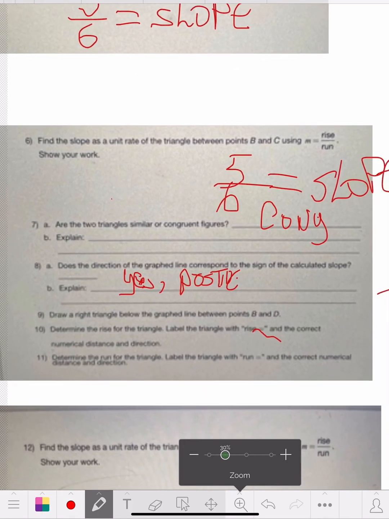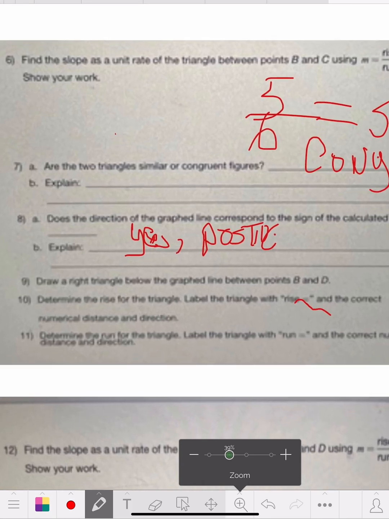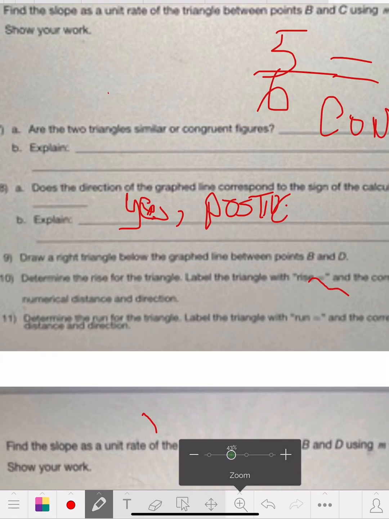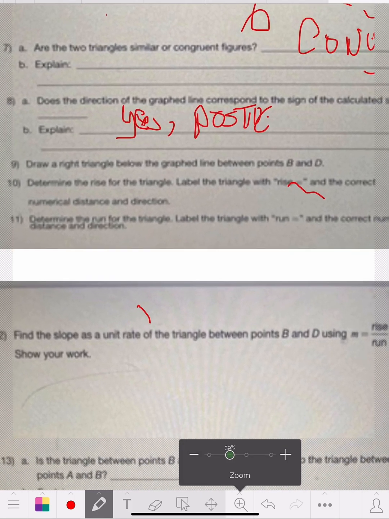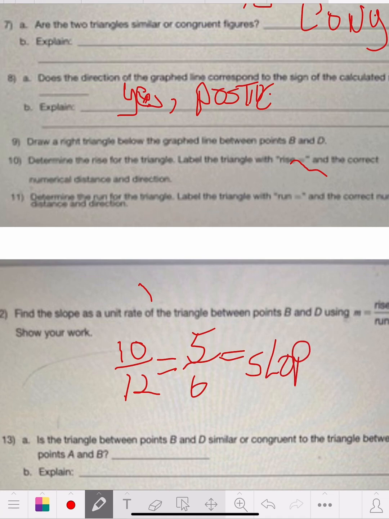So then it says, determine for the triangle, the rise or the run. It's harder to read this, but show your work. So it's 10 over the 12 equals 5 over 6 equals slope. There's the work for there.